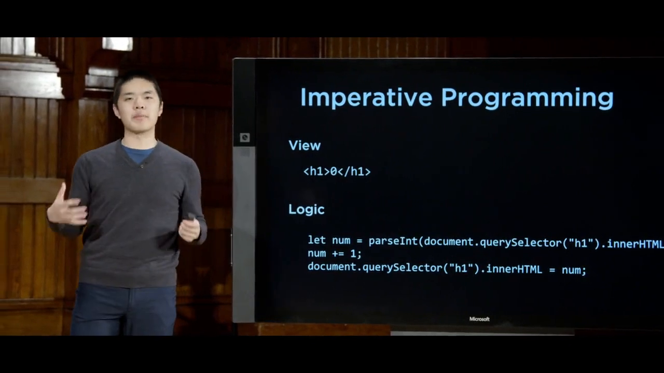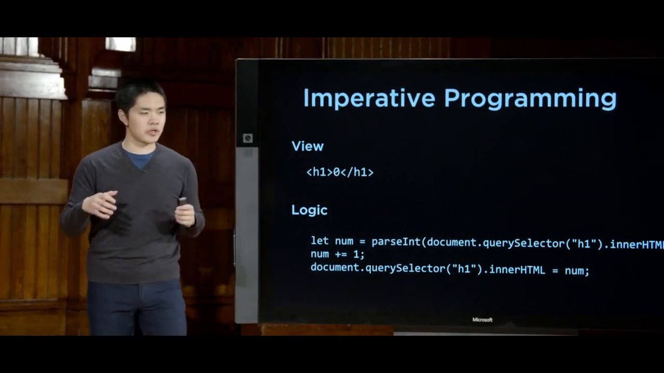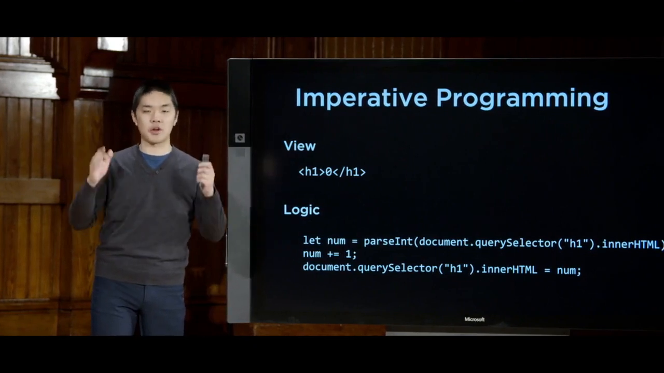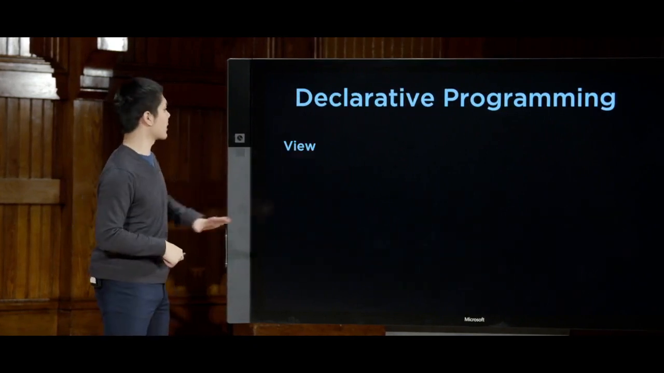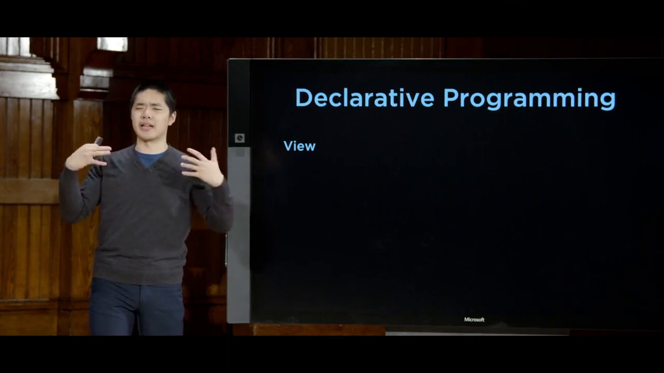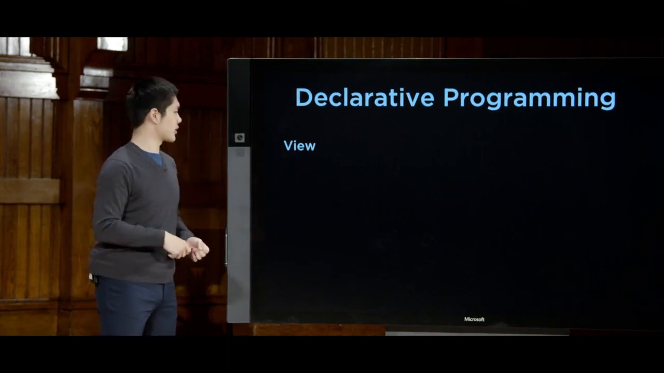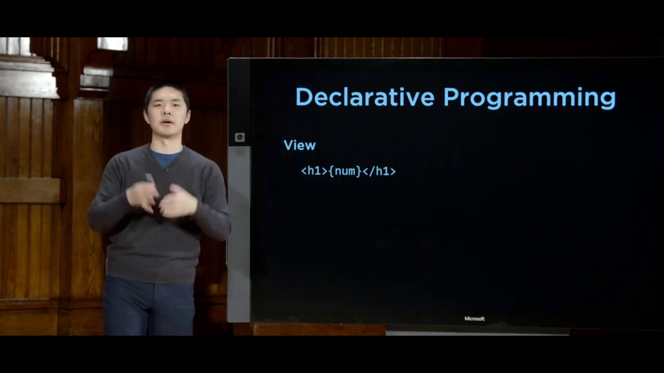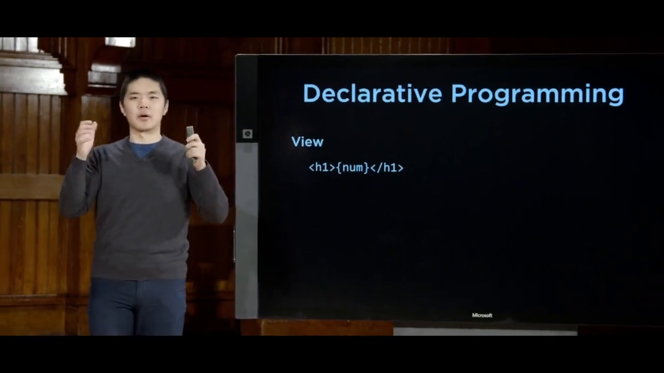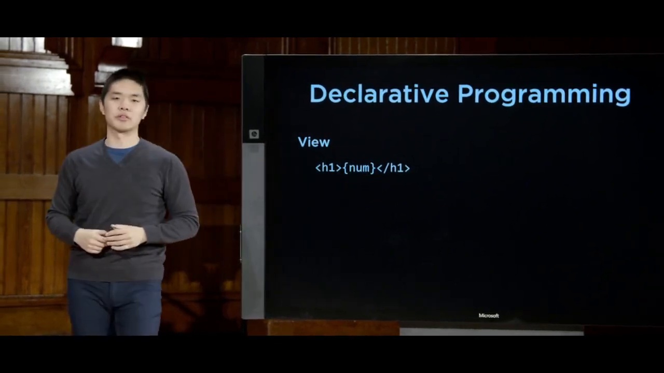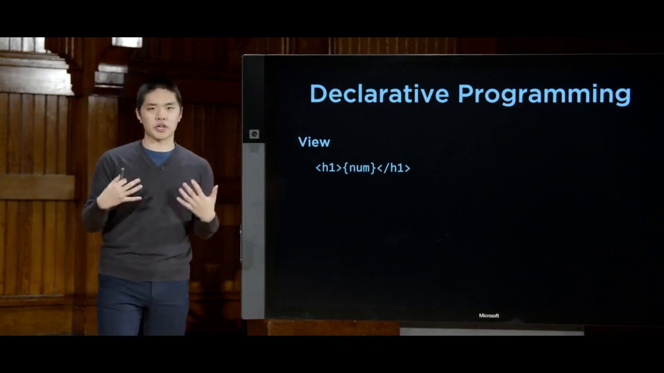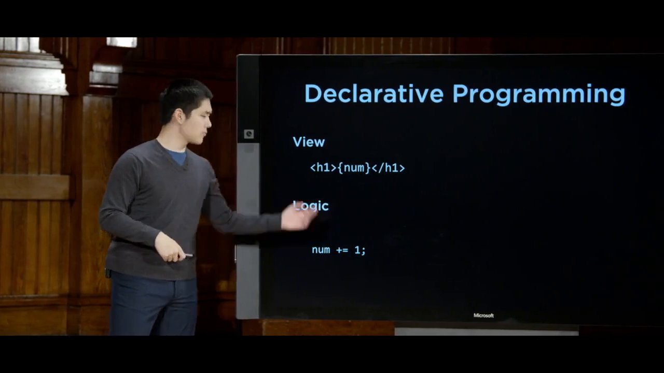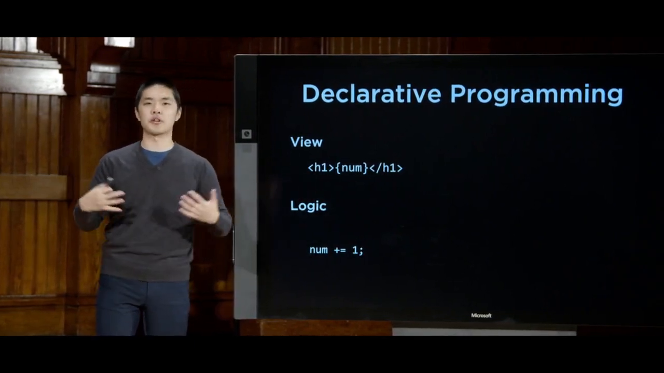What declarative programming is going to allow us to do is to just describe what state should be displayed on the page in what form. In declarative programming, in our view, like the HTML-like code that we're going to be writing, we're just going to say something like h1 and then in curly braces num to mean fill in the number here. And this is what the React syntax is going to look like. And then the logic code, if we want to increment that number by 1, is we just need to say num plus equals 1. Add 1 to the number.